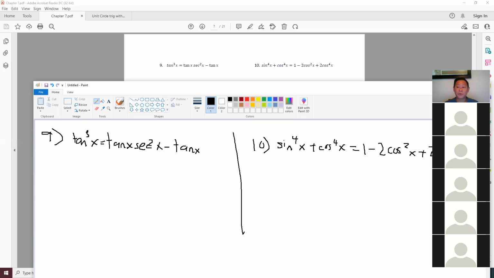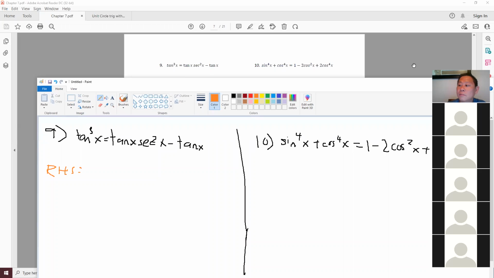Now, it will be really difficult for you if you want to start from the left-hand side, because your left-hand side only has tangent 3x. So for this question, we will start on the right-hand side. So what can we do on this right side, anyone? What can we do on the right side here?